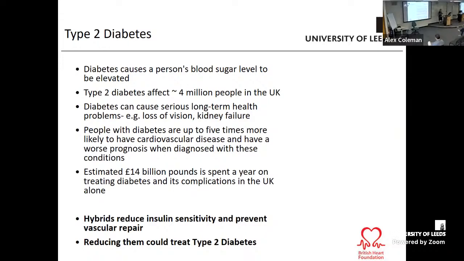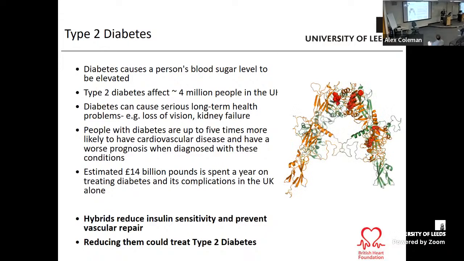So we thought, these insulin receptor hybrids have been shown to reduce insulin sensitivity in people who've got type 2 diabetes. It prevents their vascular system from being able to repair itself. So if we could reduce these hybrids in our blood, we could look at whether that could treat type 2 diabetes. So this was the inception of this case study.